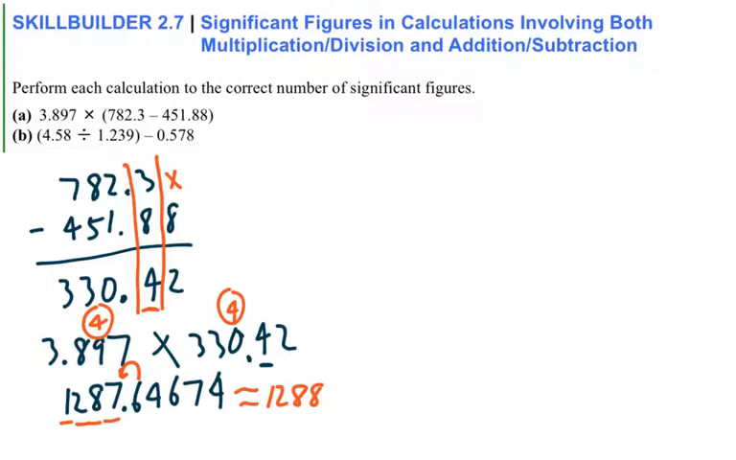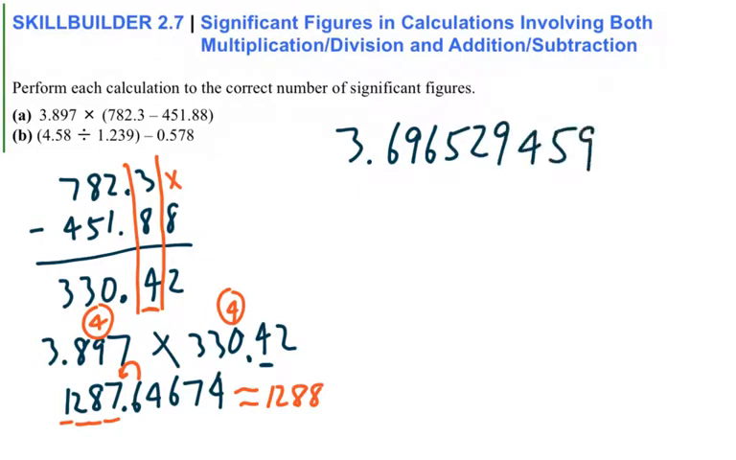Okay. Hopefully you worked on part B. And here the first thing we're going to do is we're going to divide the 4.58 divided by 1.239. So that should be the first thing you did, just using normal order of operations. And you probably got 3.696529459, a very long number.